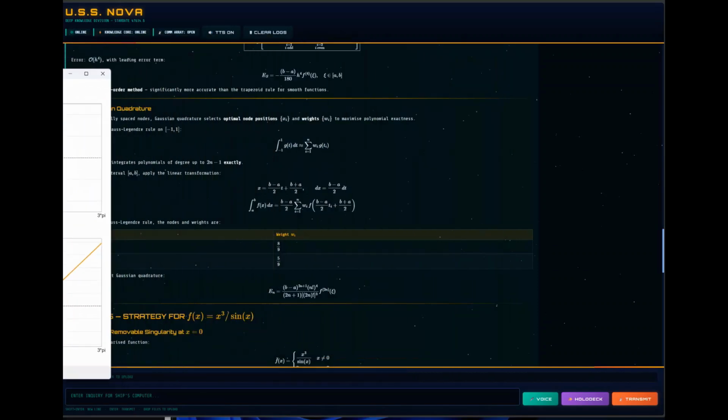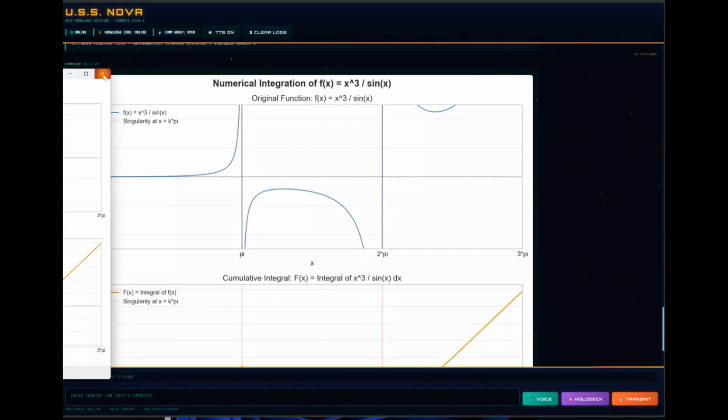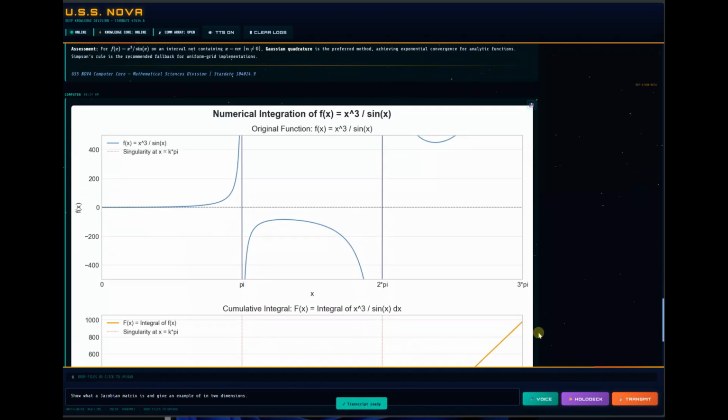So we do something even harder. We'll just ask it to, that graph should have appeared. Yeah, okay, so let's do something. Show what a Jacobian matrix is and give an example in 2 dimensions. We kind of know what that is.